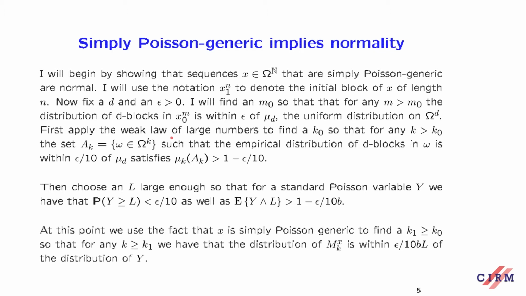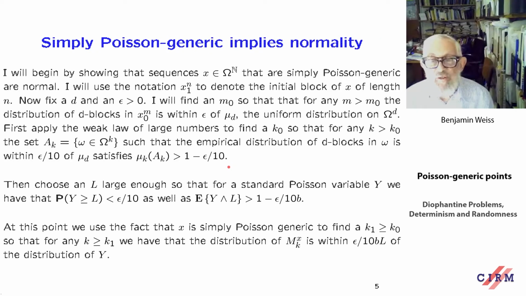You apply the weak law of large numbers to find a k naught, so that for any k bigger than k naught, the set of omega in omega to the k, such that the empirical distribution of d blocks in omega is within epsilon over 10 of mu d, satisfies that this measure is 1 minus epsilon over 10. So you do two things. You first find an m such that the distribution of d blocks in x naught m is close, and then you want that these d blocks occur with very high frequency.